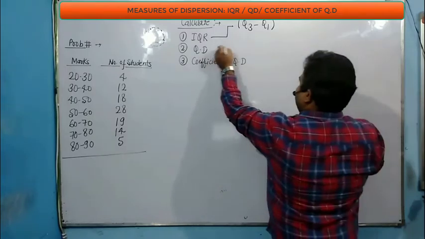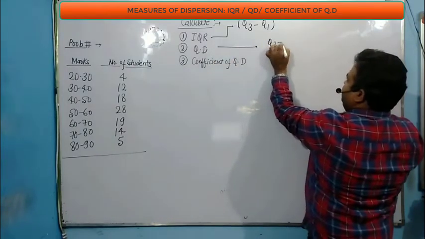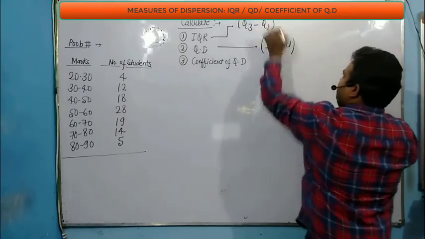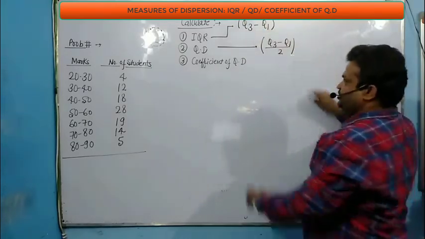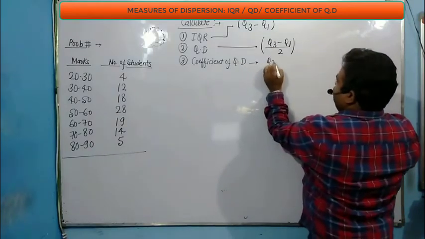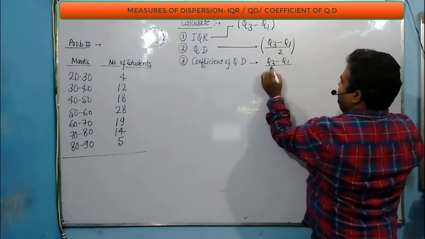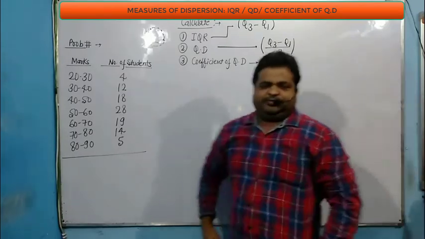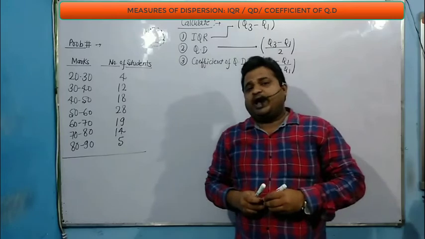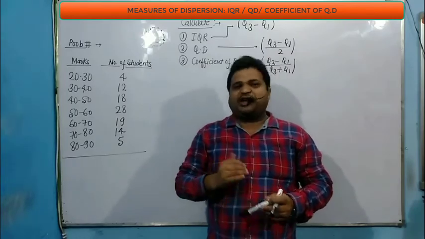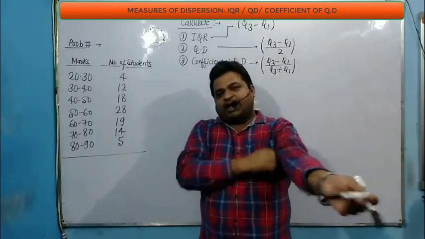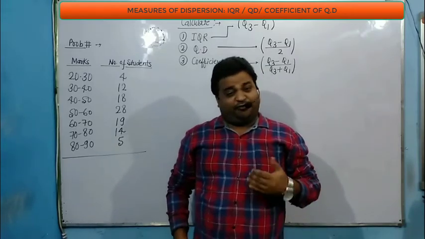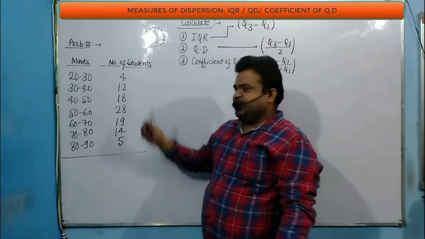Now what is quartile deviation? Quartile deviation is Q3 minus Q1 divided by 2. Once I know the Q3 value and Q1 value, I can easily find the quartile deviation. What is the coefficient of quartile deviation? Q3 minus Q1 divided by Q3 plus Q1. So in every parameter, we require the third quartile value and the first quartile value. Now I'm going to tell you how to calculate the third quartile and first quartile in this example.